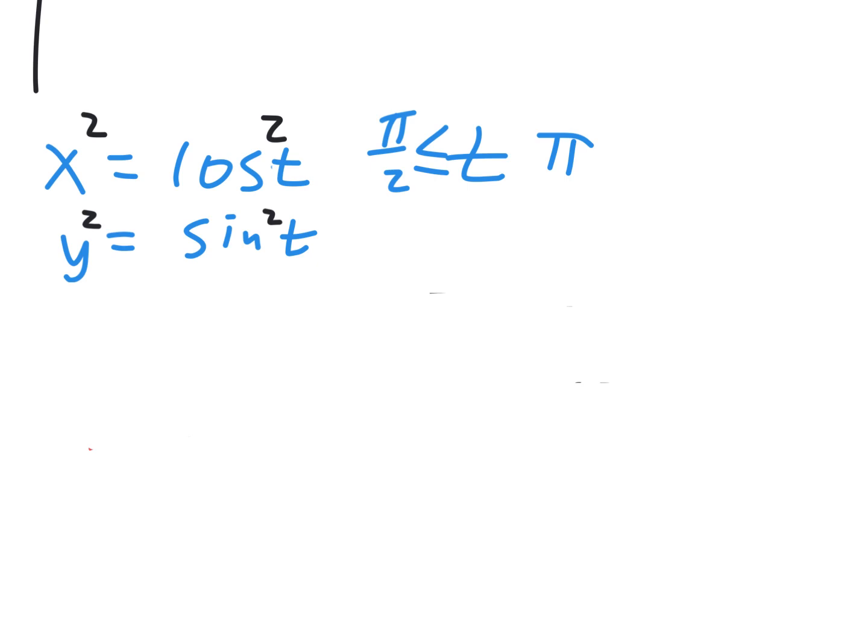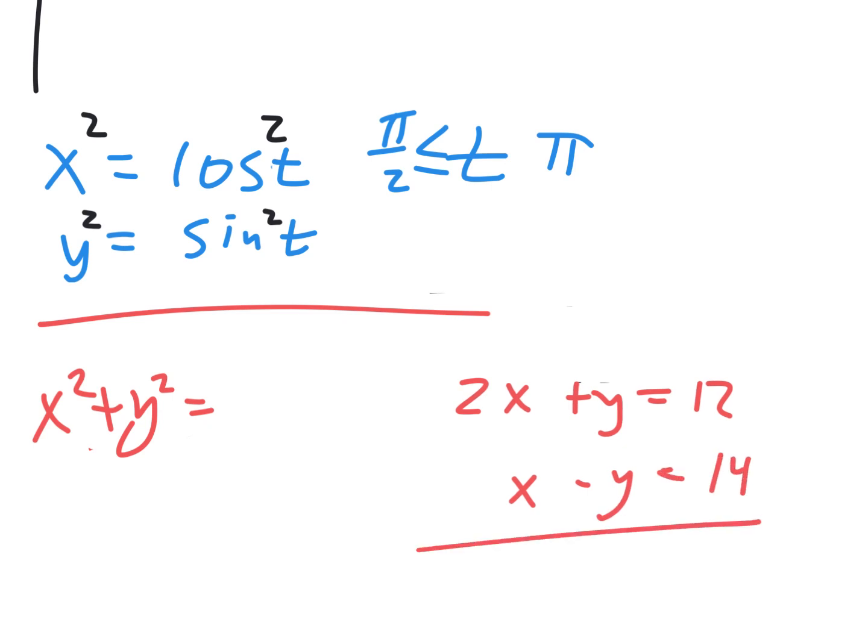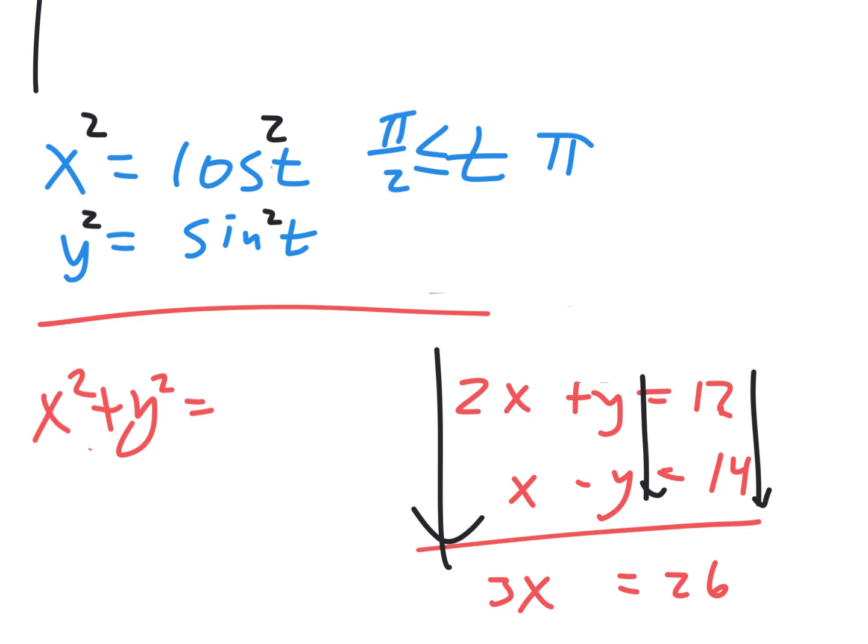Okay, so what allows me to just add those together like that and say x squared plus y squared? Let me just show you something like this. 2x plus y equals 12, and x minus y equals 14. Did you know that you can add those straight down and say 3x equals 26? If you didn't know that you could add like this in equations, let me explain why you can.